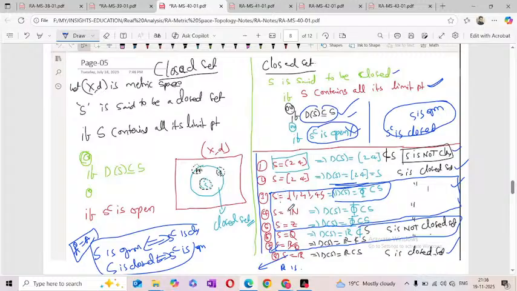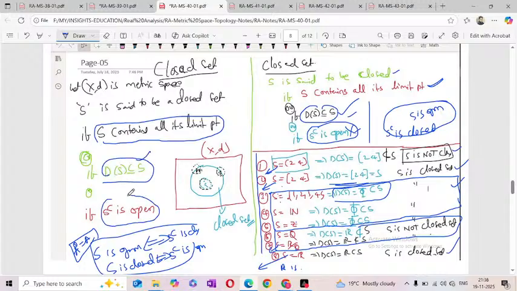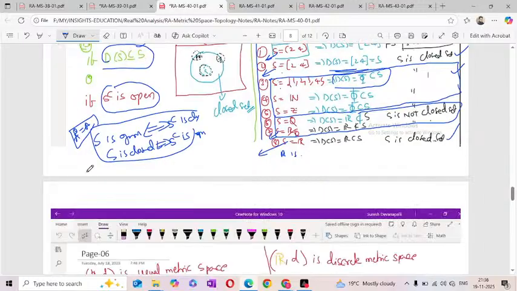And finite sets, natural numbers, whole numbers and integers are always closed. A closed interval is a closed set and an open interval is an open set, okay. So this is under the usual metric. Now the same topic we will discuss in a general metric space. Metric is also the same. Here S is said to be a closed set if S contains all its limit points, or the derived set of S is S, or if the complement of S is open, then S is closed.